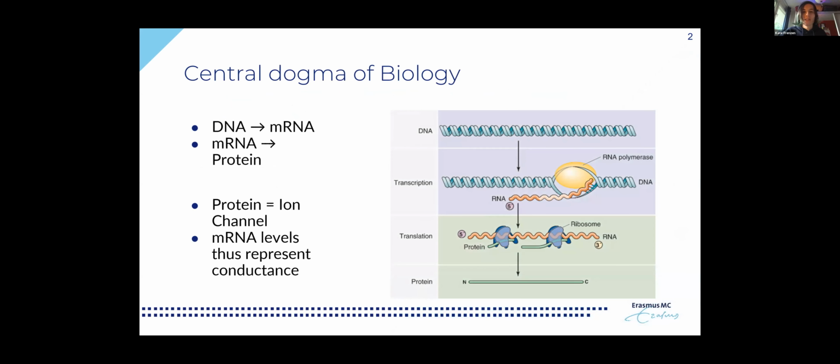So let's break down this title. What does the central dogma of biology mean again? Just a little refresher. We move from DNA to mRNA and from mRNA through translation to a protein. A protein in this model will actually represent an ion channel. Ion channels, of course, let through ions and thus represent conductance. Thus, in our model, the essential link you need to understand is that mRNA levels represent conductance. Next slide.